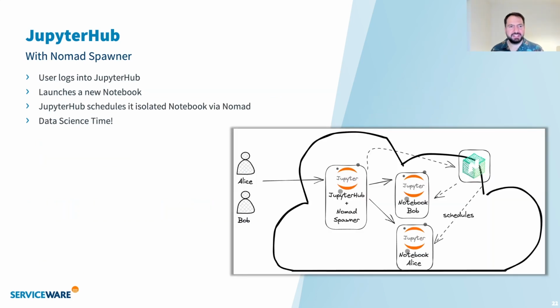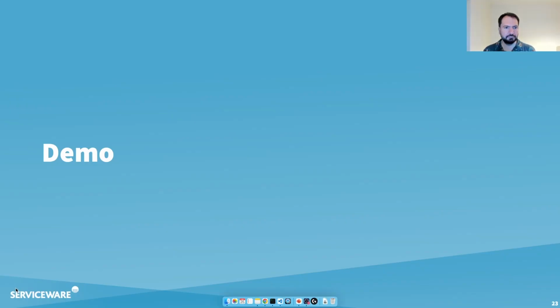So, a very basic overview here. The user logs into the JupyterHub with the Nomad spawner installed. The Nomad spawner goes to the Nomad API, schedules an isolated notebook via Nomad, and then it's data science time. So I want to give you a little demo on that.